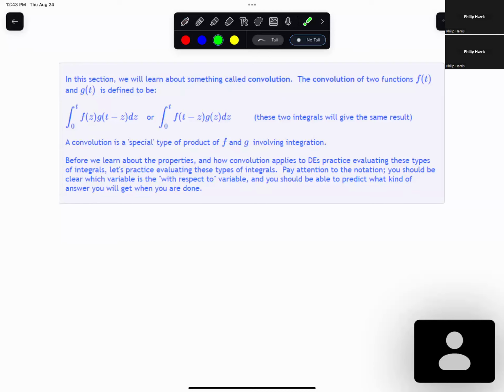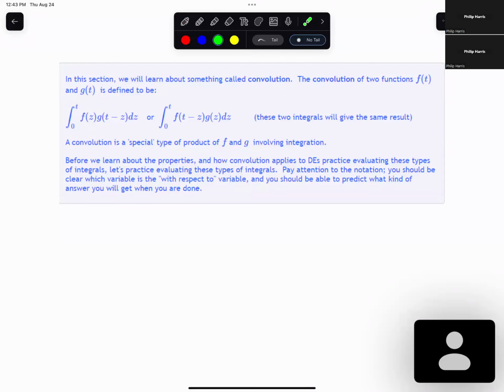If you look at two functions, one of them f of t, the other one g of t, a convolution of f and g is defined as this integral. It is also possible to define it the other way around: the integral of f of z, g of t minus z, dz. Or you can interchange the roles of f and g and do f of t minus z, g of z, dz. In either case, it is dz, and it is integrated from 0 to t.